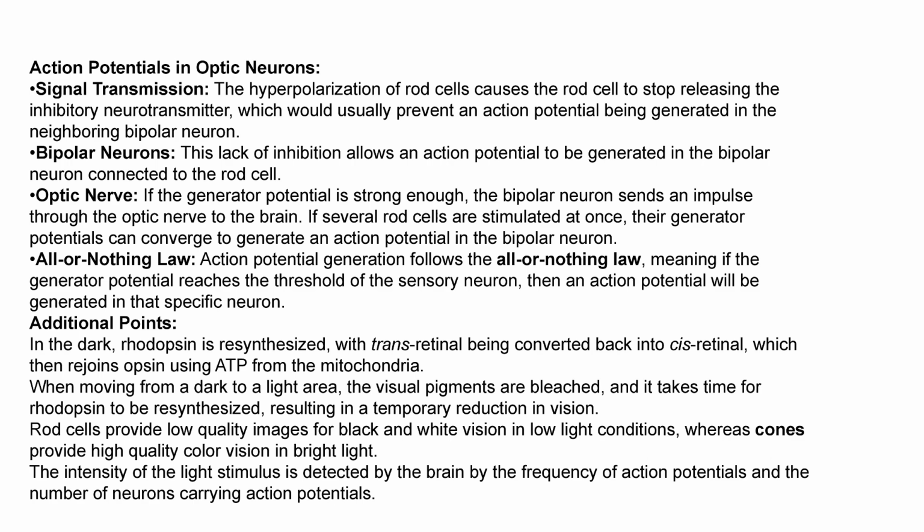Rod cells provide low quality images for black and white vision in low light conditions, whereas cones provide high quality color vision in bright light. The intensity of the light stimulus is detected by the brain by the frequency of action potentials and the number of neurons which carry these action potentials.